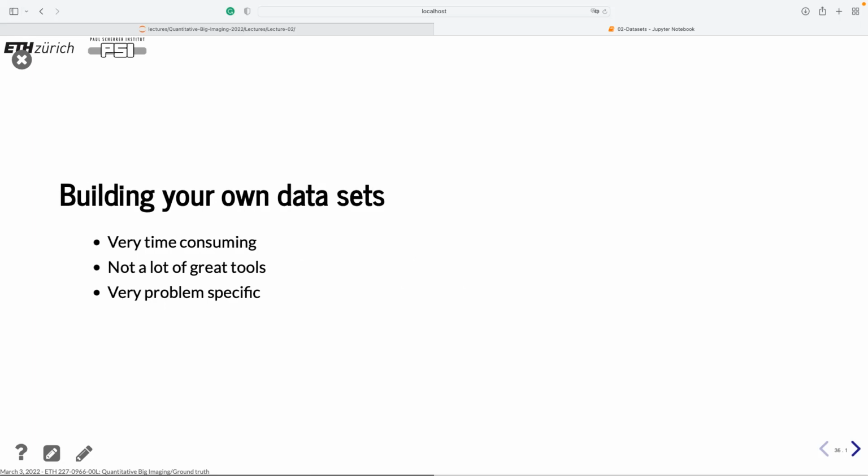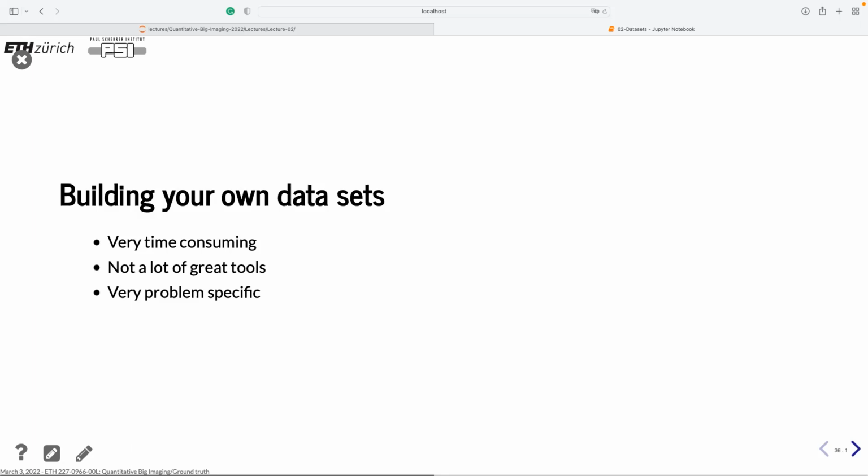So now we come to building your own data set. Until now was mostly about having other people's sets. Building your own data set is very time consuming. The first thing is you have your experiment with all the planning, etc. That is one thing. But afterwards, once you have the data, say you have a gigabyte or a terabyte of images that you need to mark up somehow, that takes a lot of time, much more time than the experiment itself.